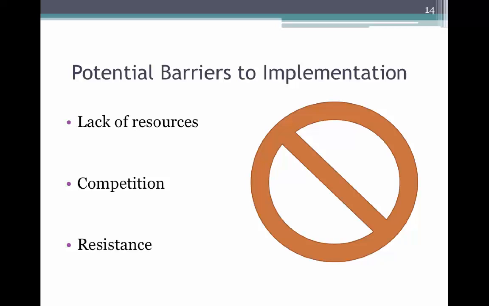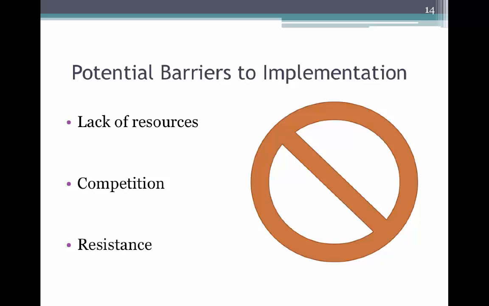Barriers. Barriers can be many and threatening to the existence of your curriculum. These barriers fall under 3 general categories: 1. Lack of resources, 2. Competition, and 3. Resistance. Resource scarcity can come from a lack of funding, space, or materials, all of which require careful thought, planning, and budgeting to overcome.